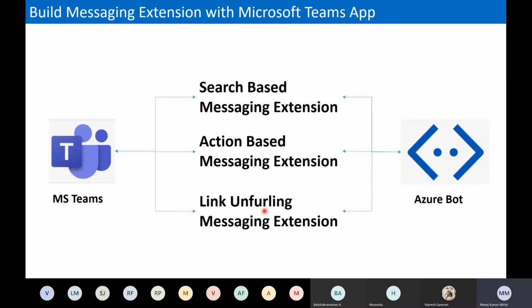So how can we design those types of cards? That is link unfurling: when we post the hyperlink, we can design the card, extract the information from the particular link, query it, and post it as an adaptive card. Finally, once we talk about those types of messaging extension, at the end it uses a registered web service. A registered web service is going to talk with the Azure bot, and the Azure bot exposes its own endpoints, which talk with Microsoft Teams.